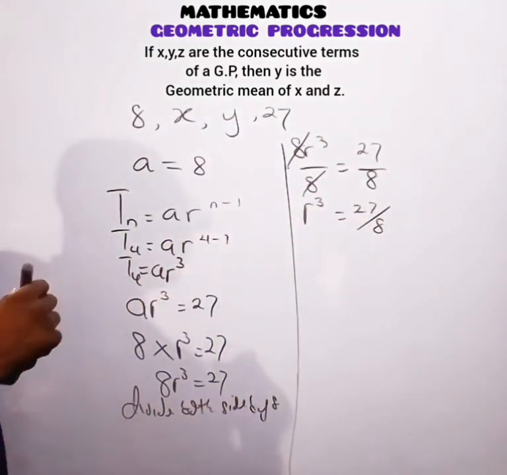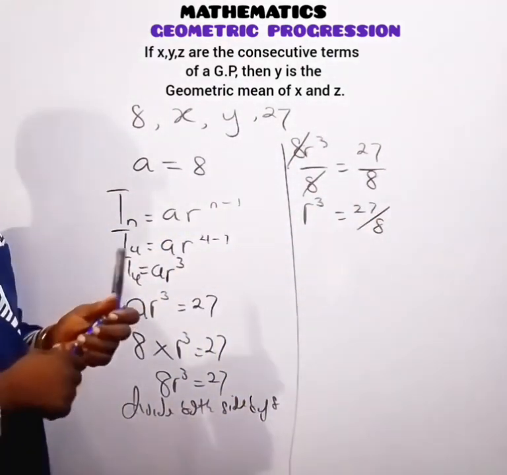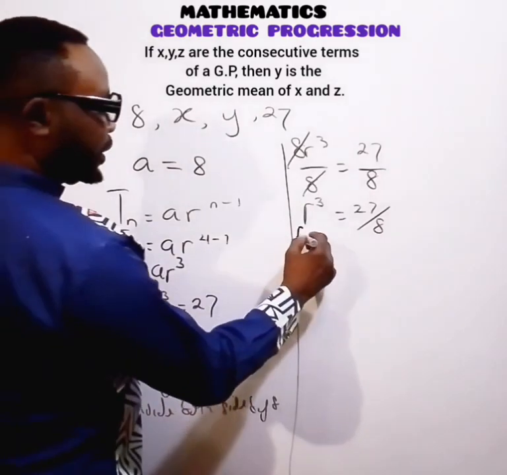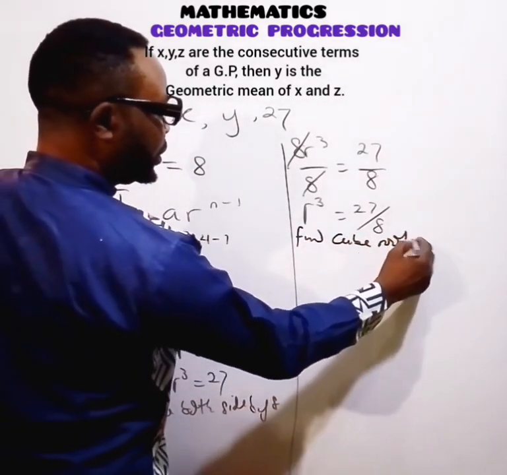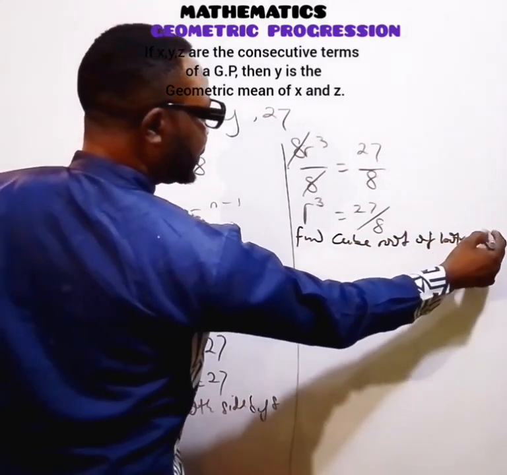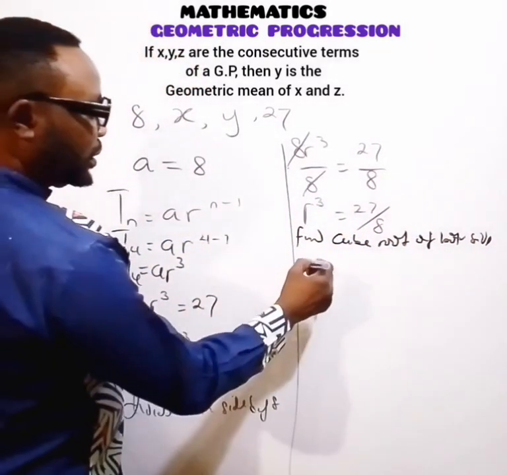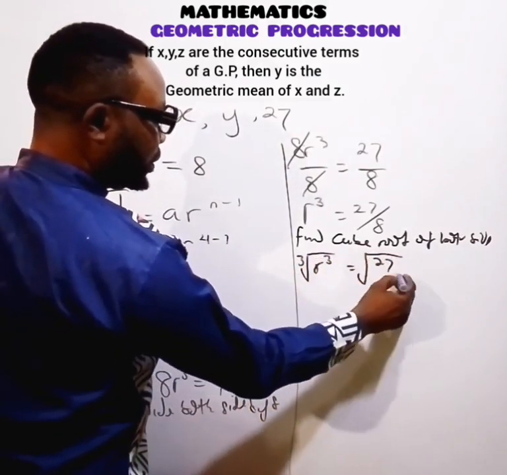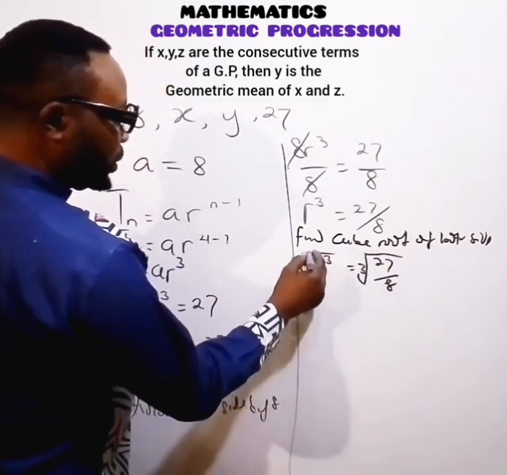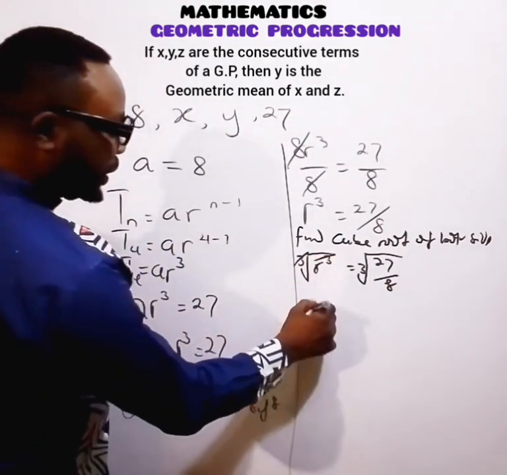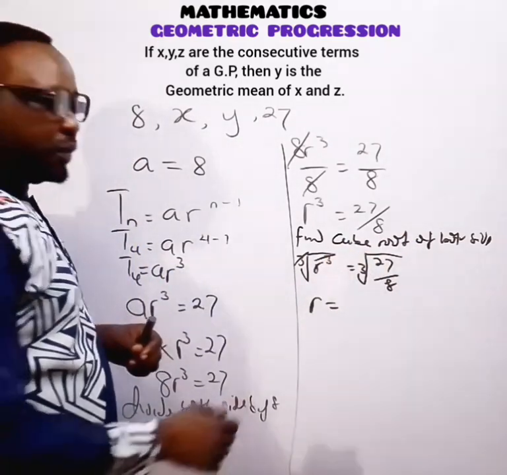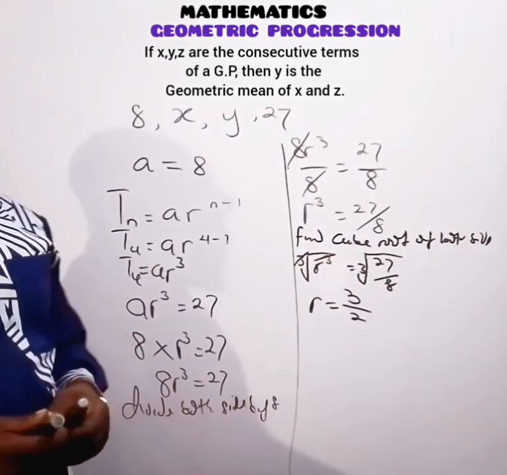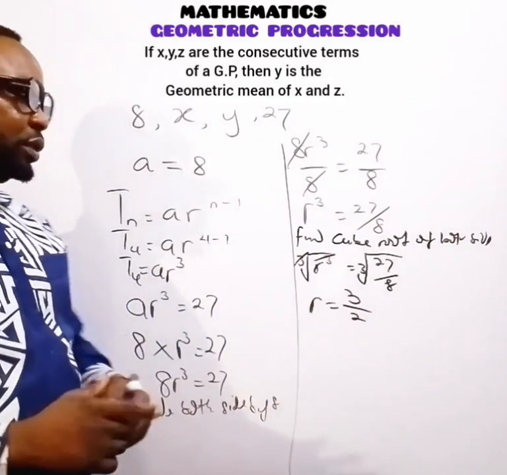So now when we have an expression like this in mathematics, what we need to do in order to get the value of r is to find the cube root of both sides. That is the power we have on r, which is 3. r raised to the power of 3 is equal to the cube root of 27 over 8. So this one will neutralize each other. We have r equal to, what's the cube root of 27? That's 3. Over, what's the cube root of 8? That is 2. We have been able to get the value of our r to be equal to 3 over 2.